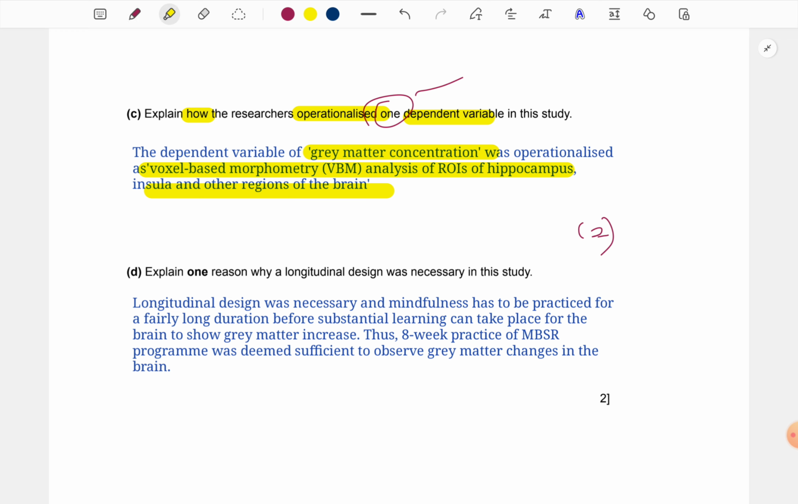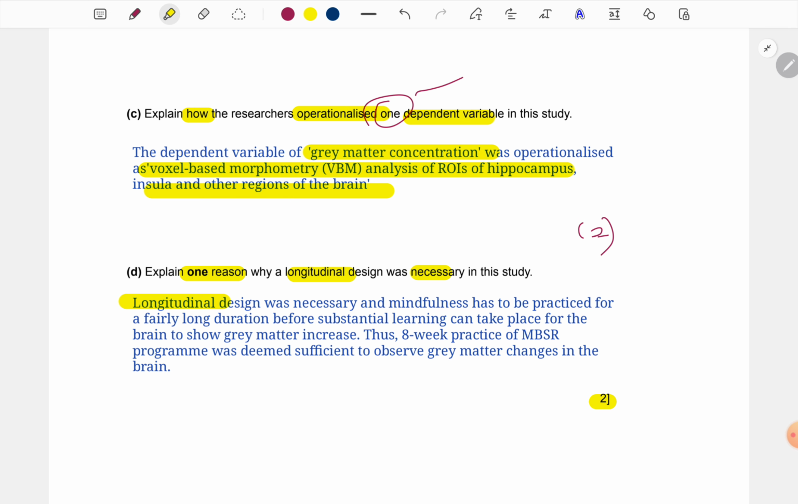The last question I'm going to discuss today is explain one reason why longitudinal study design was necessary in this study. See, generally, why do we do longitudinal? This is quite a simple question. Longitudinal studies are done when something can be observed only after a period of time. Like something is a long or gradual process. So immediately in one session, we can't manipulate something and study the effects. So that is the case here. You just have to contextualize it to Holzel et al.